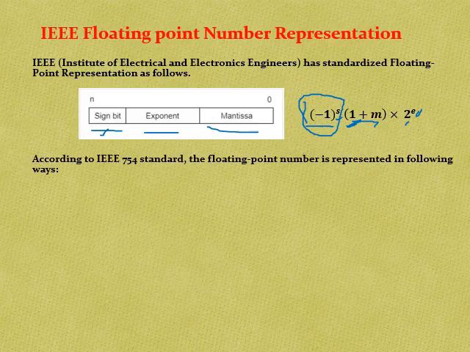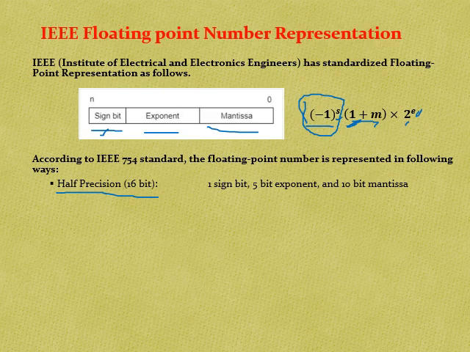Okay. So according to the IEEE 754 standard, the floating point number representation can be done in the following ways. First, IEEE designates the numbers depending on the total number of bits. The first representation is the half precision representation. Half precision is represented with the help of 16 bits. In these 16 bits, 1 bit is reserved for the sign bit, 5 bits for the exponent, and 10 bits for the mantissa.